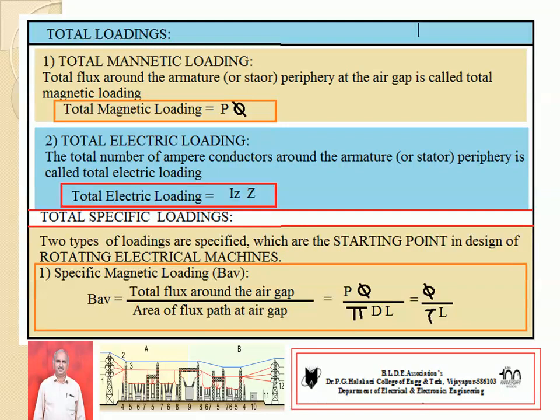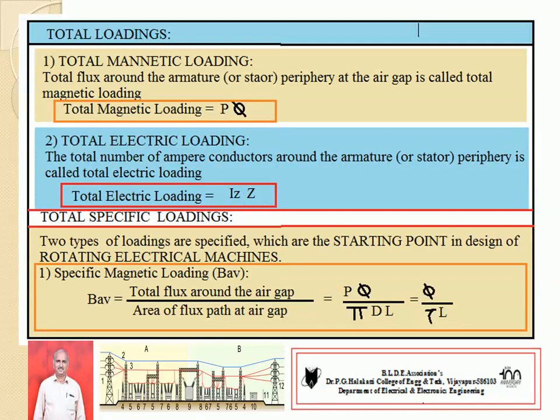In a similar fashion, total electric loading: the total number of ampere conductors around the armature or stator periphery is called total electric loading.